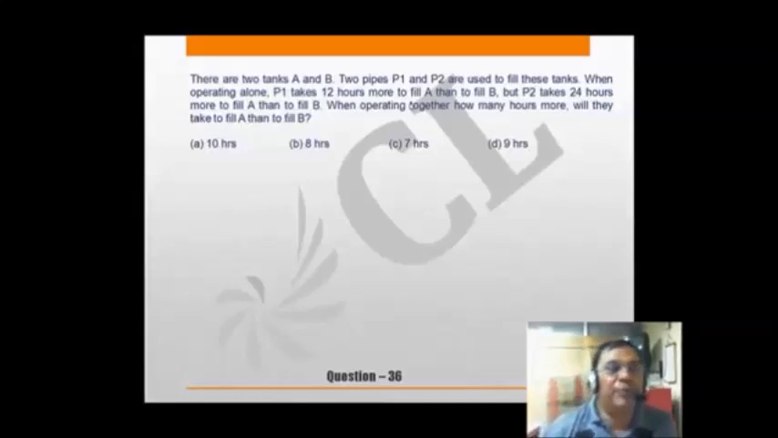I don't know. There are 2 tanks A and B. 2 pipes P1, P2 are used to fill these tanks. When operating alone, P1 takes 12 hours more to fill A than to fill B. But P2 takes 20 more to fill A than to fill B. They'll take 10 to fill, then to fill B. One second.